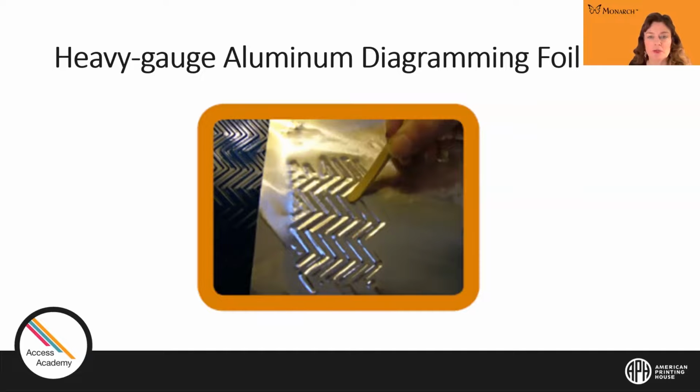Additionally, heavy gauge aluminum diagramming foil, and this is a product that we do still include in the Tactile Graphics kit, can be used to transfer textures using the textured coloring mats. So you merely place the foil sheet on top of the selected texture mat that you want. And in this photo, a zigzag texture is transferred to the foil sheet using a wooden sculpting tool.